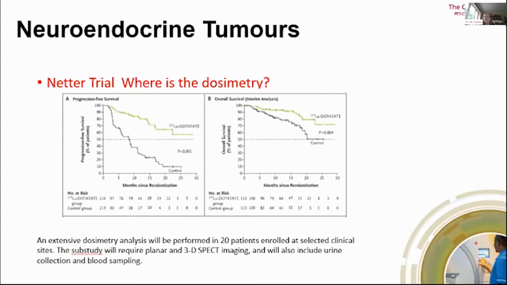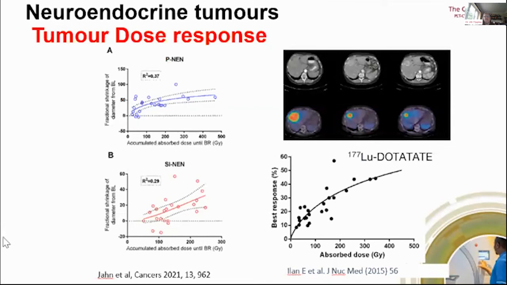The NETTER trial was a huge success, but I'm going to ask, where is the dosimetry? Only 20 patients out of the whole trial were considered for dosimetry, and the dosimetry was able to prove that no organs at risk were anywhere near the upper limits that have been recommended from other modalities. So it's a safe treatment. We are still obviously very aware of the side effects and toxicities. Every clinician will be looking at renal toxicity and haematological toxicity, but at least we understand that it is a safe treatment. But we do know a little bit more about tumour dose responses.